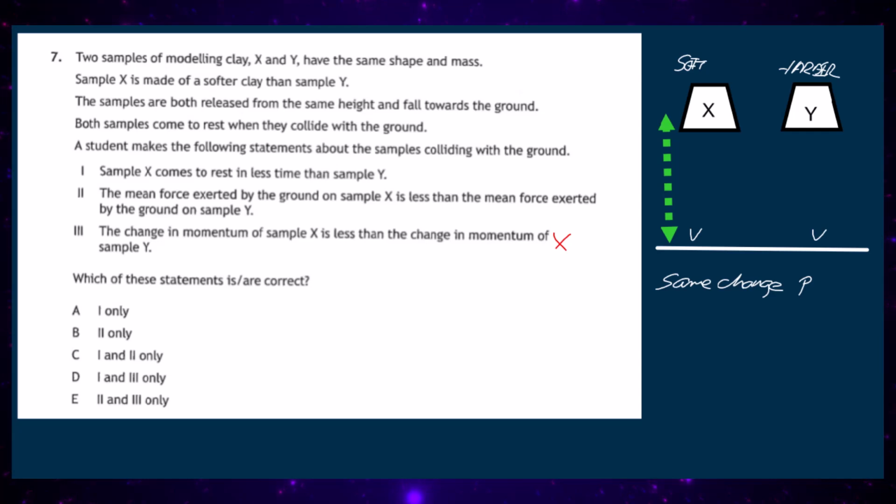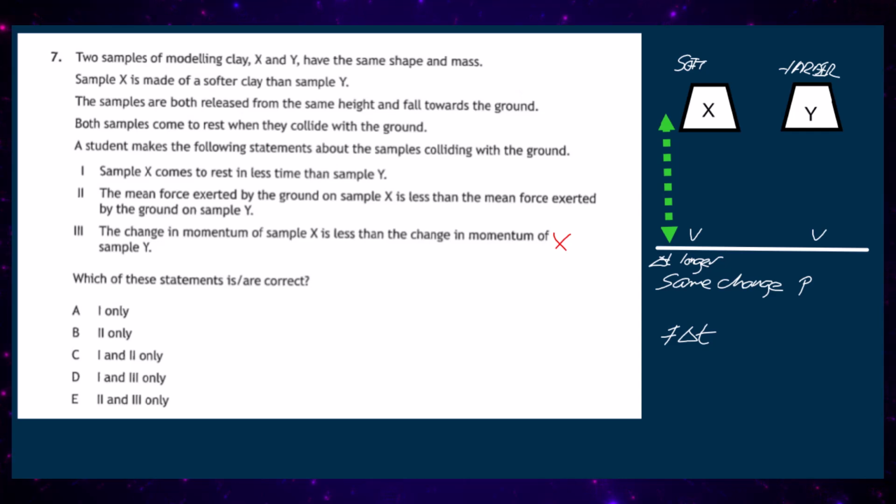Now, what else can we say? Well, we know that the softer material is going to have a change of time, a time of contact, which is going to be a lot longer. And that means if we look at the impulse, the change of momentum is going to be the same, and we're going to be looking at this idea of the impulse, F delta t.